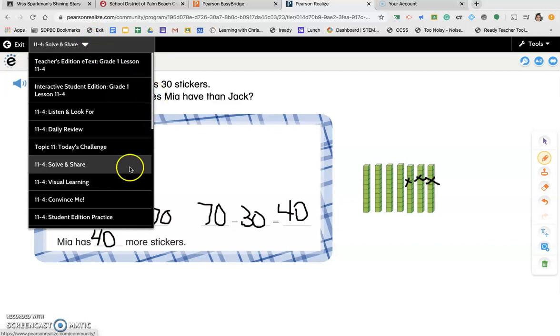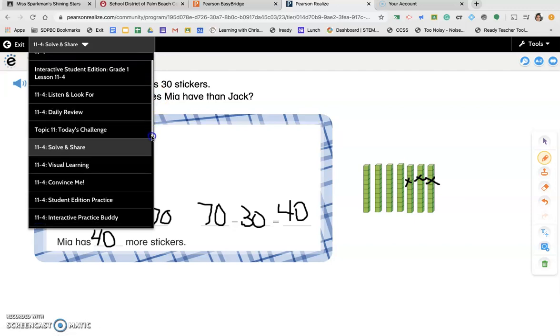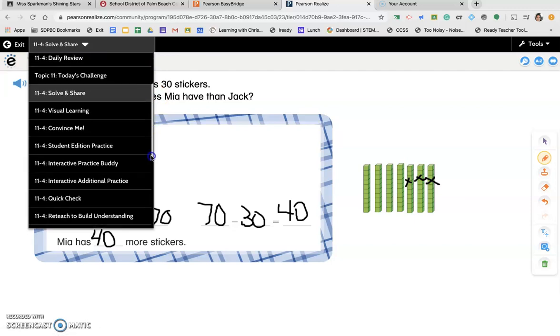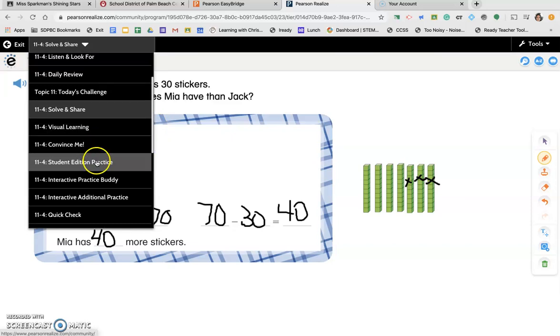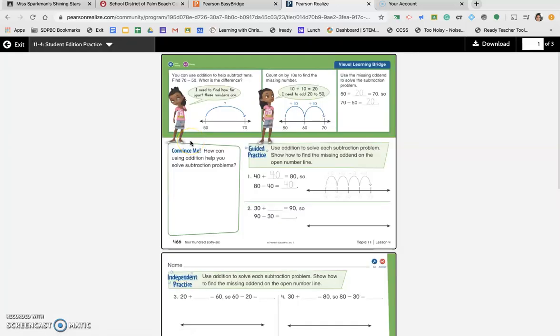Okay, let's go to our practice. Okay, so here we have 40 plus 40 equals 80. So 80 minus 40 equals 40. And you can use your number line and you can jump by tens. And then you'll see that 4 tens equals 40.